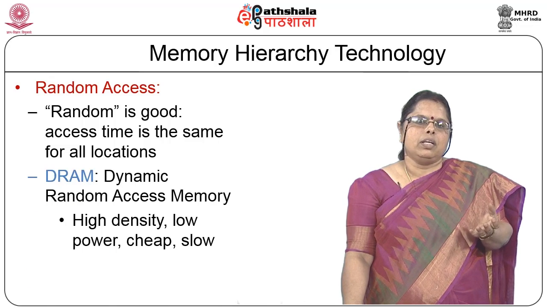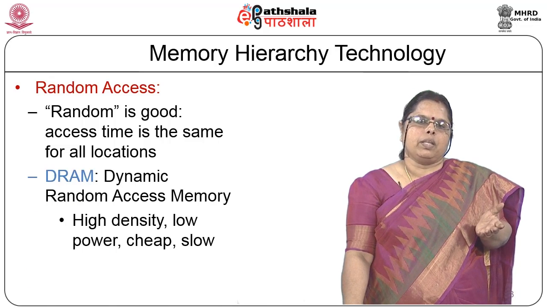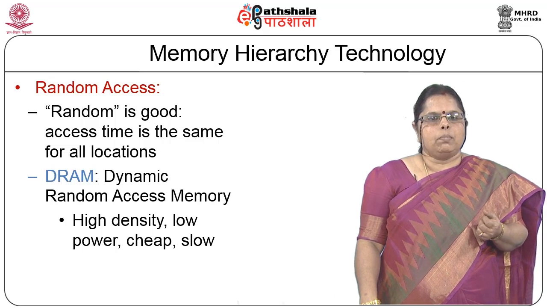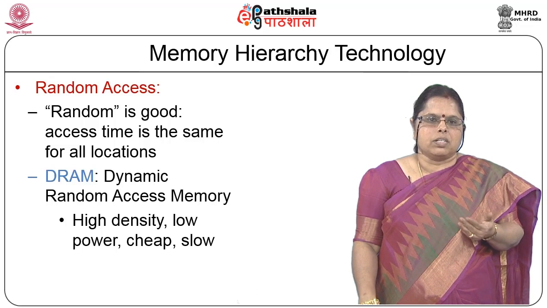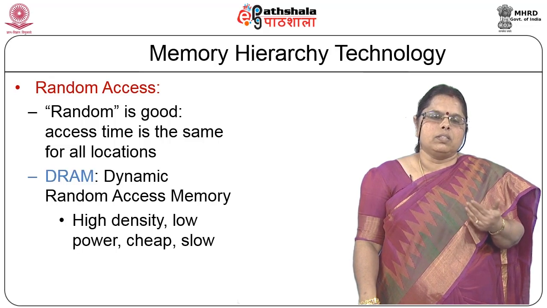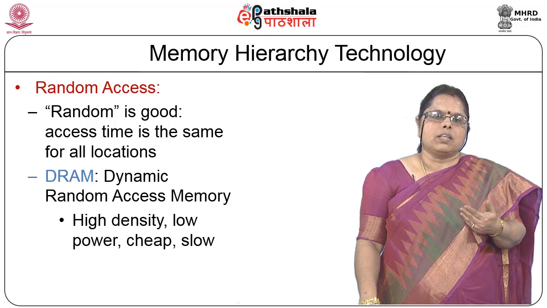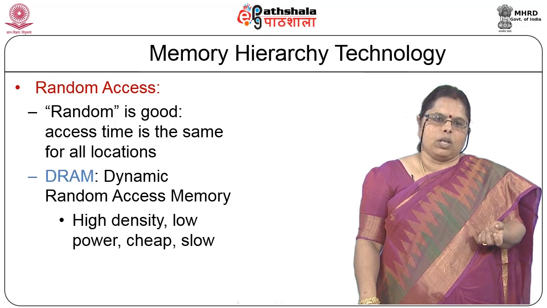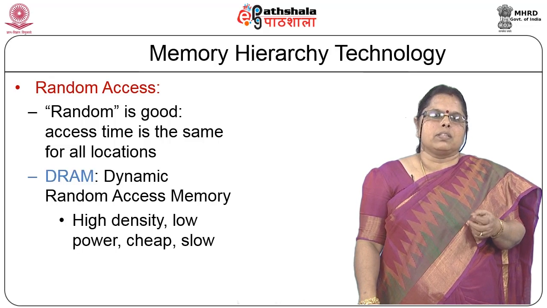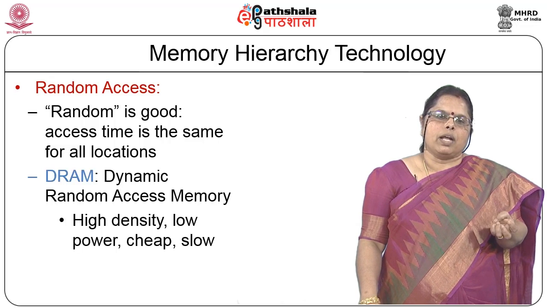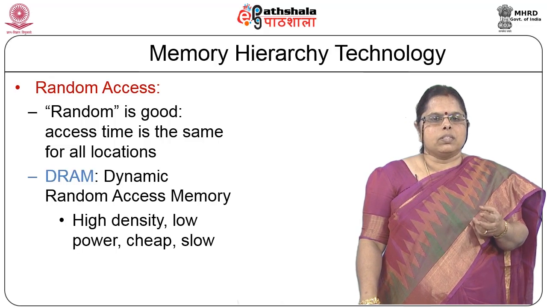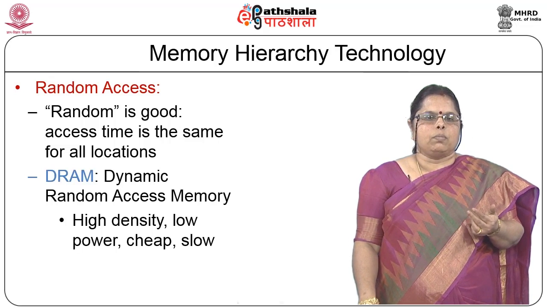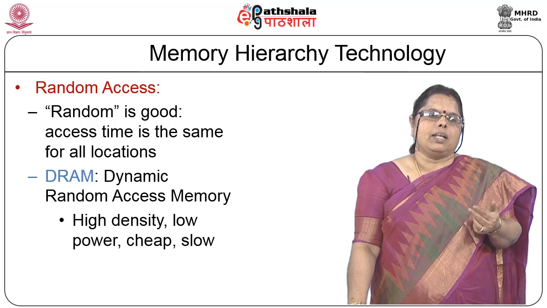So, basically you can classify memories depending on different characteristics. Depending upon the access patterns, one classification is random access memory. Random is good, that is the access time is the same for all locations. Irrespective of which memory address will have to be accessed, the access time is the same. Those are examples of random access memories. Random access memories basically come in two different categories. One is dynamic random access memory, the other one is static random access memory.